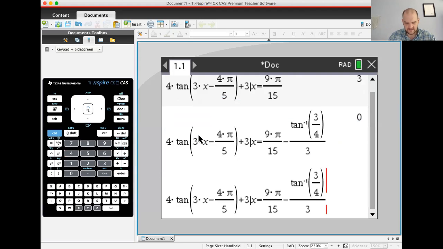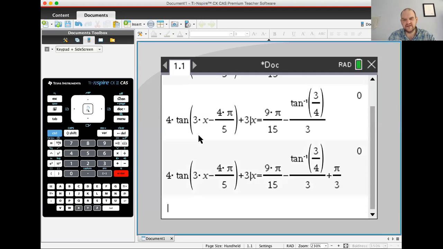That was weird because when I was doing it, I didn't feel like I made a mistake. But then when I typed it in and I got it wrong, I was like, uh-oh. And then if we add one period of this particular function, which is pi over 3, we still get 0. So we know that we got it.